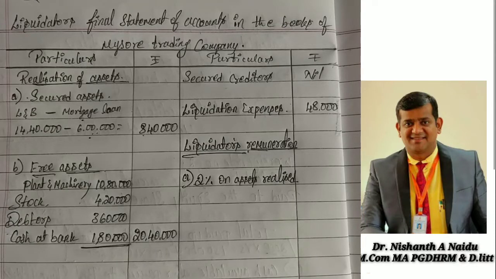So on all the assets realized, he said, correct. When he says on all the assets realized, what are we supposed to do? We have to consider all the assets. How are we going to consider all the assets? Do you have an idea? No? Yes, let us calculate. I will show you all the assets.